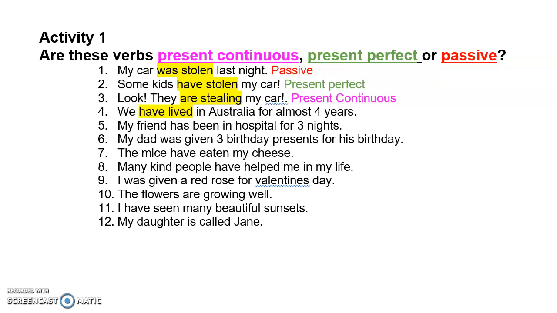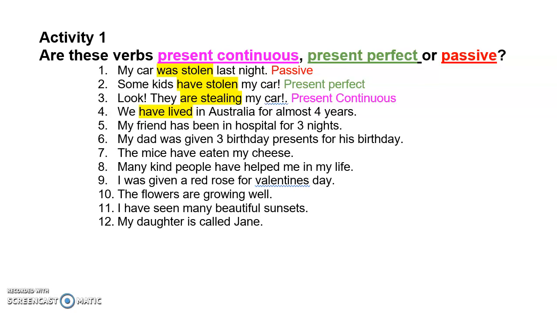Number 5, my friend has been in hospital for 3 nights. Find the verb, has been. So has is a verb from to have, and been is the past participle. So this verb also is the present perfect. So write present perfect at the end of sentence number 5.